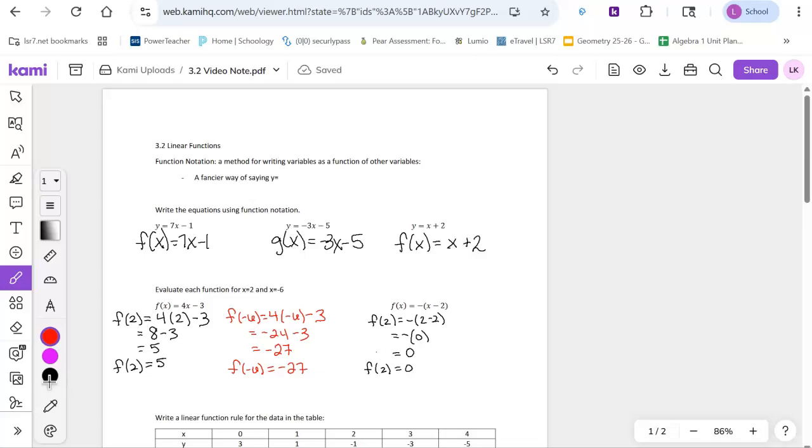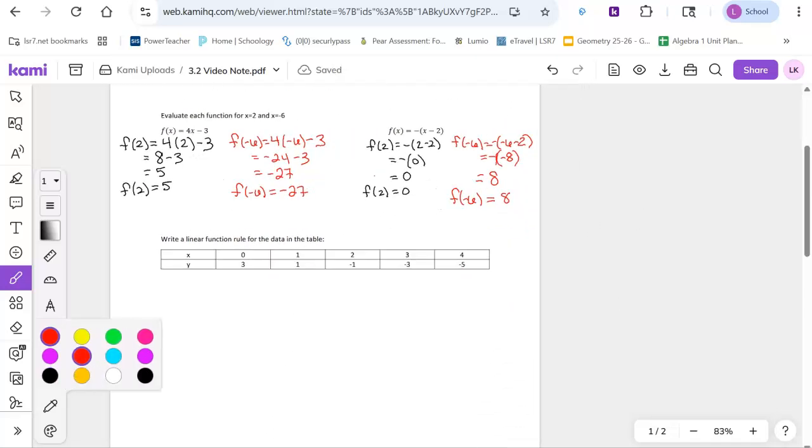Then I'm going to do f of negative 6. So then I have negative 6 minus 2. Negative times quantity. Negative 6 minus 2 is negative 8. Remember, this is just an imaginary 1 right here. So it's a negative 1 times negative 8, which is just positive 8. So I'm going to have f of negative 6 equals 8.